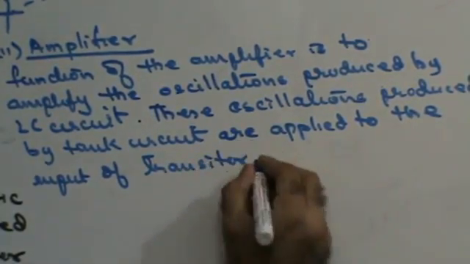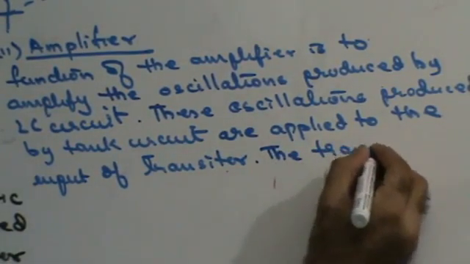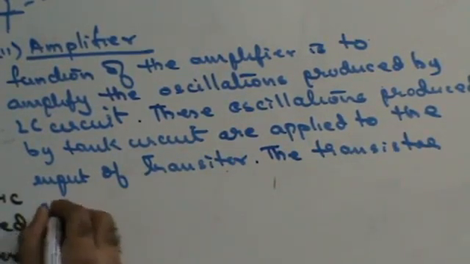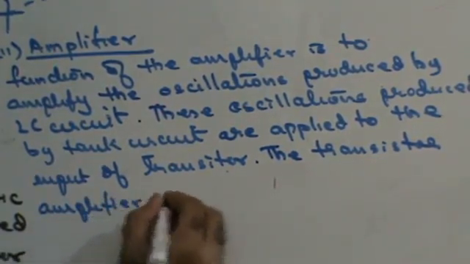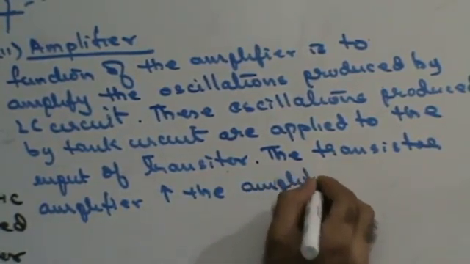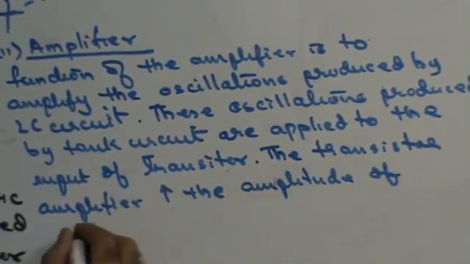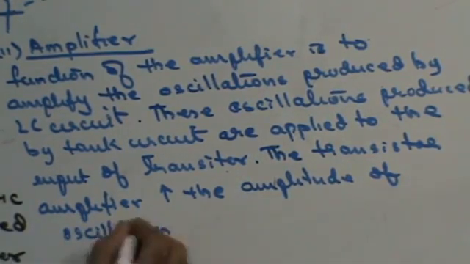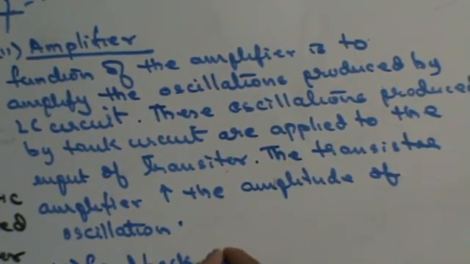So that was the second part of an oscillator circuit. So you have a tank circuit, you have an amplifier. The third is a feedback circuit. The next thing that you have is a feedback circuit.